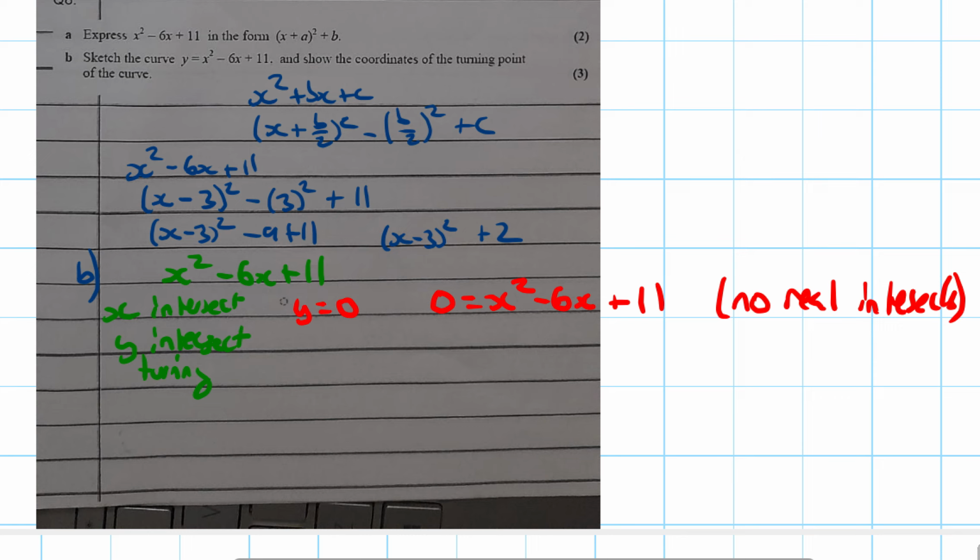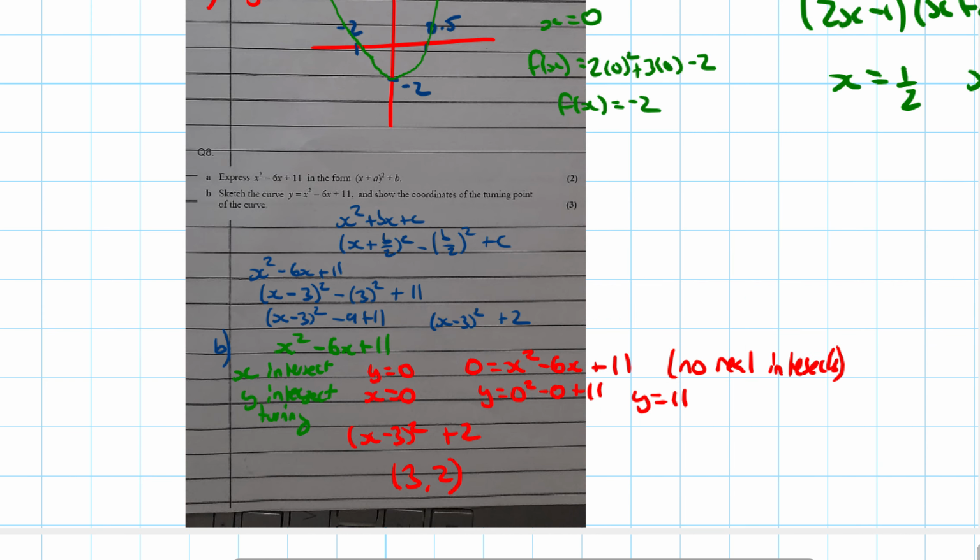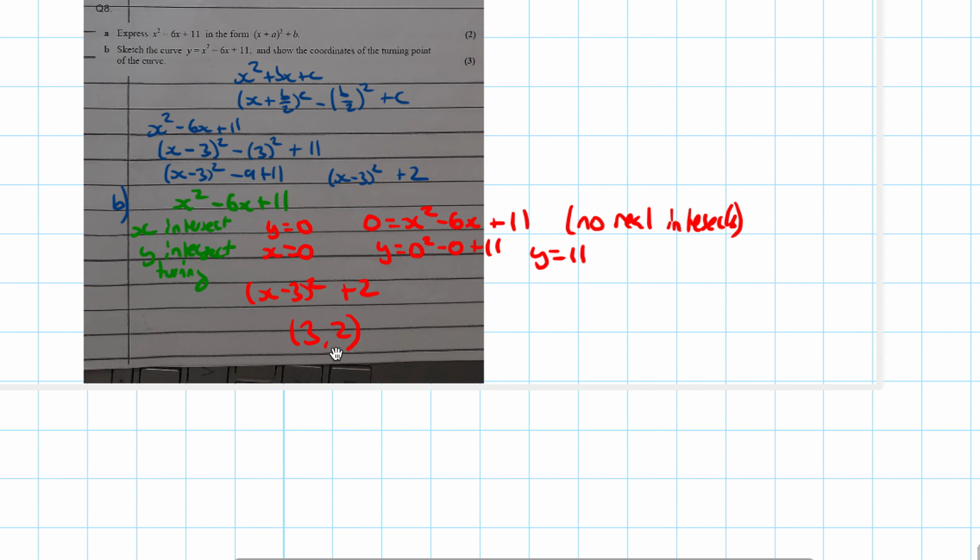The y-intercept is at 11, because when x equals 0, y is equal to 0 squared minus 0 plus 11, so y is 11. And then the turning point: we know that we can find it from completing the square. We change the x term, so it goes from minus 3 to 3, and the y term stays the same, so it's (3, 2). If that's the turning point, that is the minimum point, which means that it would never have reached the x-axis, and we'll show that through a sketch.